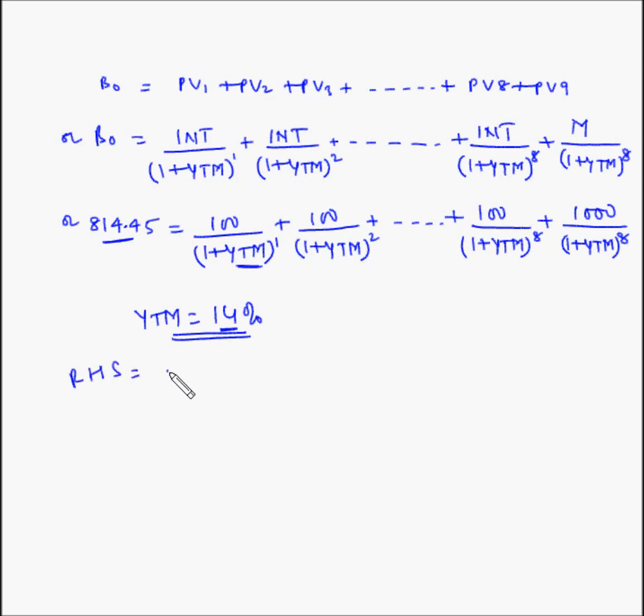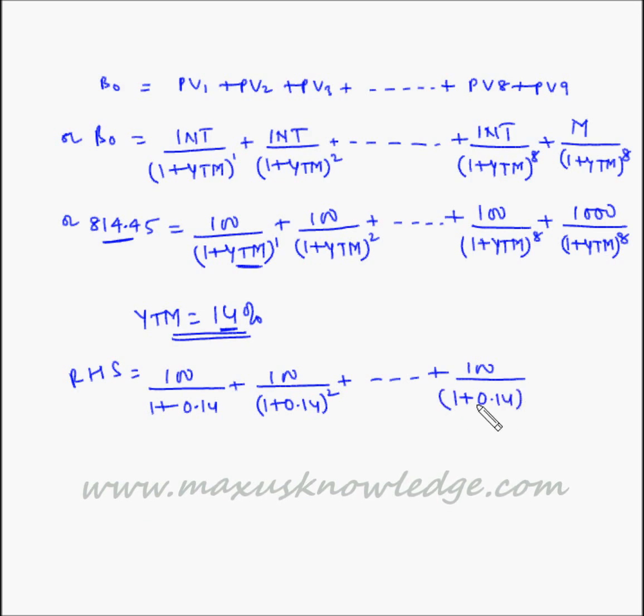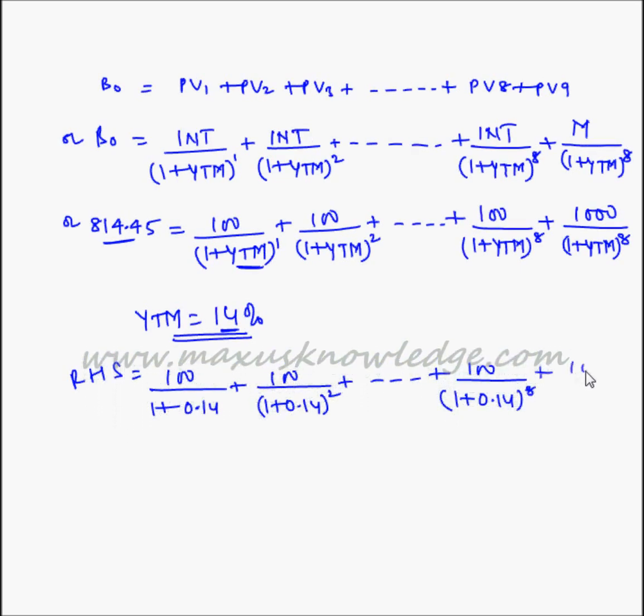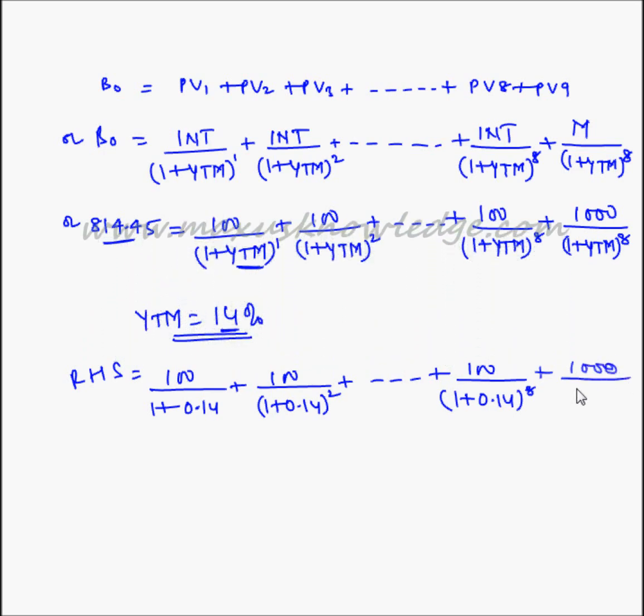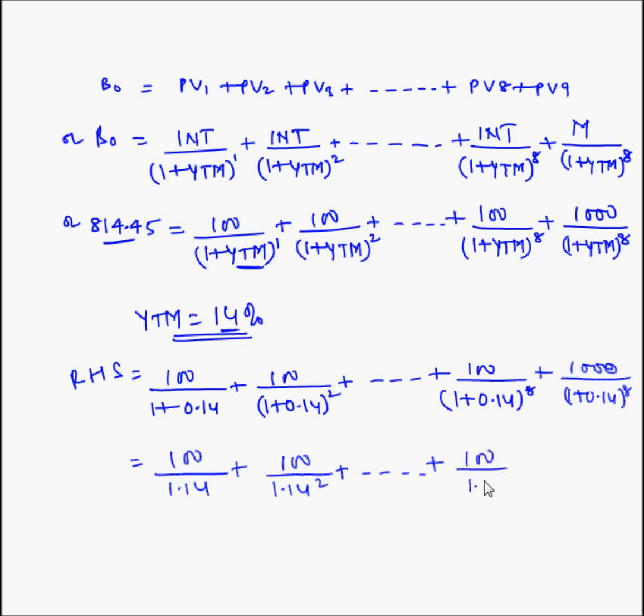So RHS will be equal to 100 divided by 1 plus 0.14, plus 100 divided by 1 plus 0.14 square, and so on, plus 100 divided by 1 plus 0.14 to the power 8, plus 1000 divided by 1 plus 0.14 to the power 8. So this is equal to 100 divided by 1.14 plus 100 divided by 1.14 square plus 100 divided by 1.14 to the power 8 plus 1000 divided by 1.14 to the power 8.